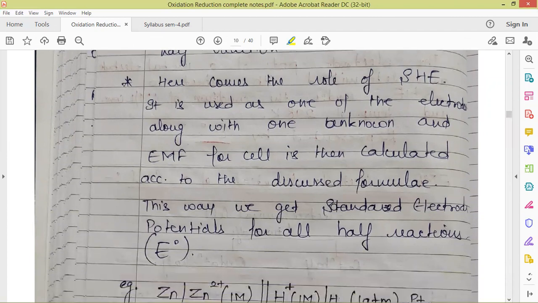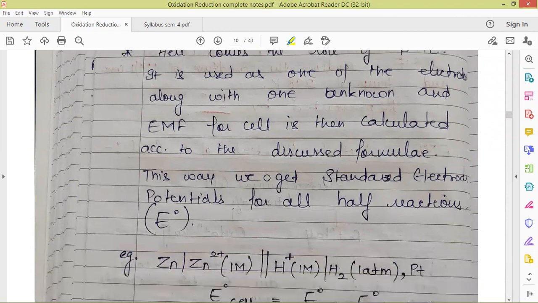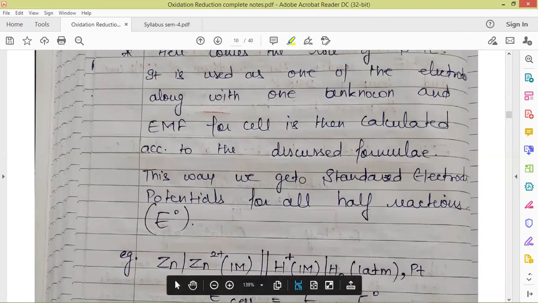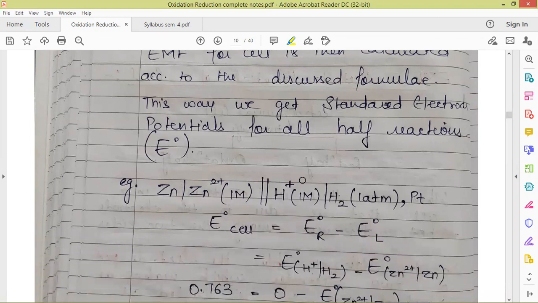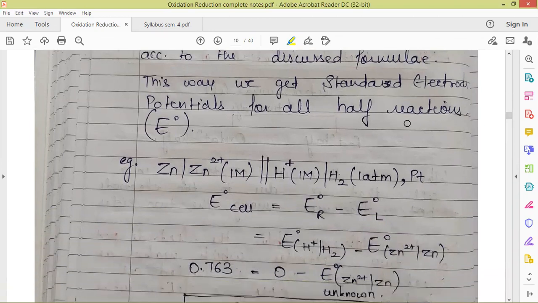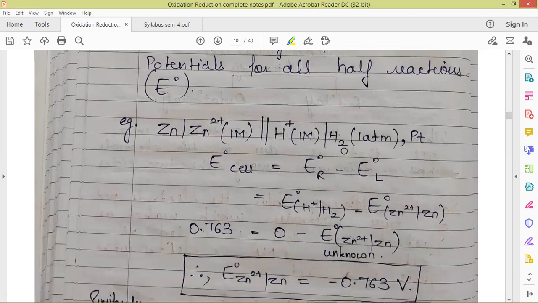For a standard hydrogen electrode, EMF is 0, so the overall EMF of the complete cell is going to be the electrode potential for that particular half reaction that we have attached to the standard hydrogen electrode. This is the strategy used for calculating the electrode potentials for half reactions, and those are called standard electrode potentials when attached to the standard hydrogen electrode, as the EMF for the standard hydrogen electrode is taken as 0.